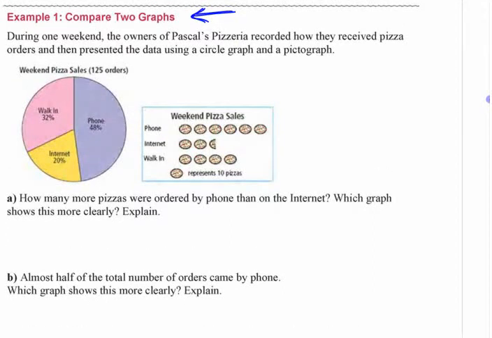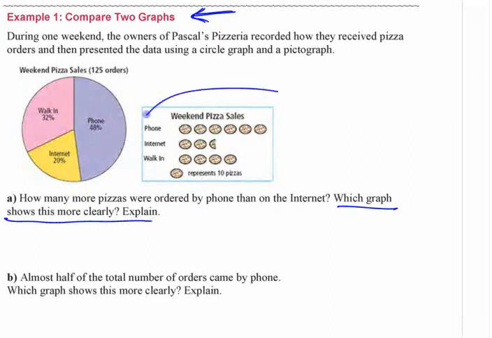Okay, comparing those two graphs. How many more pizzas were ordered by phone than on the internet? The important thing here is not the actual answer, but which graph shows that. Which graph can you get that information from more clearly? Actual numbers. What do you think?